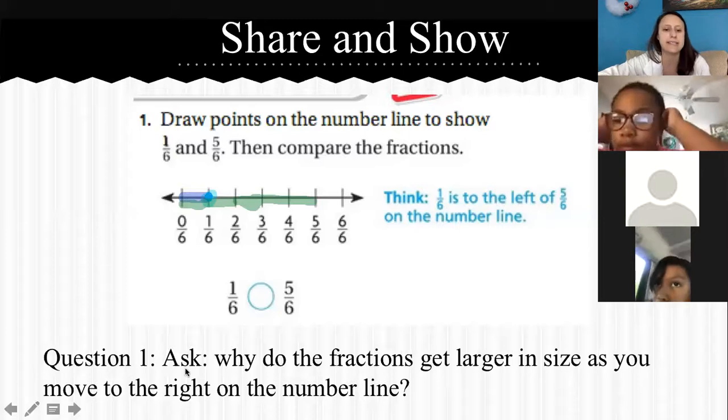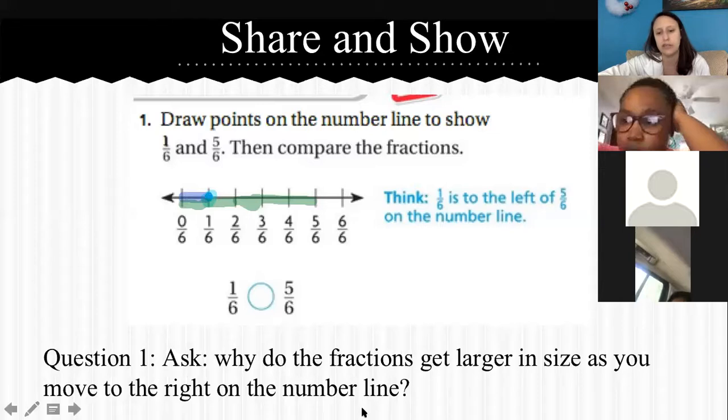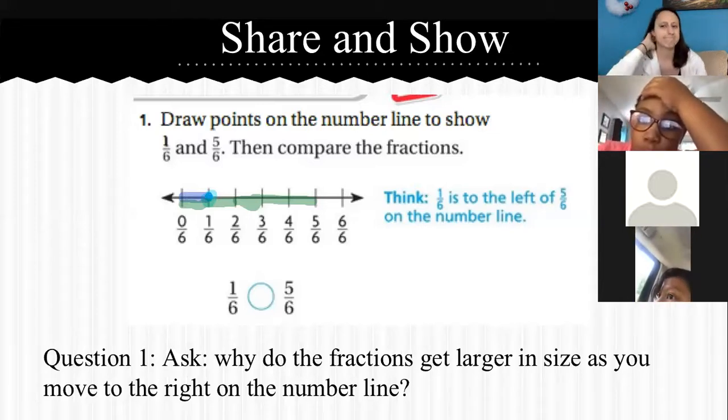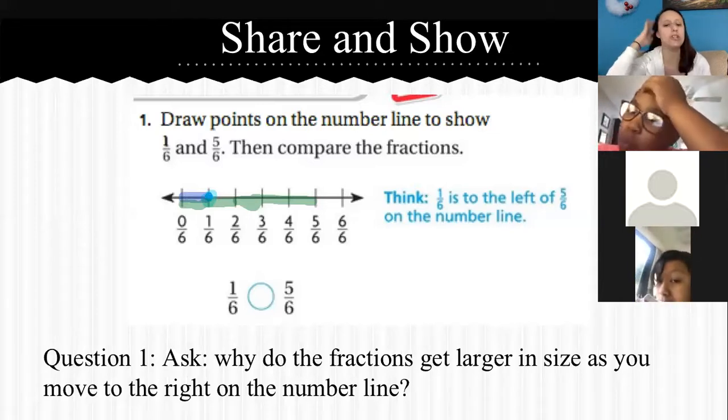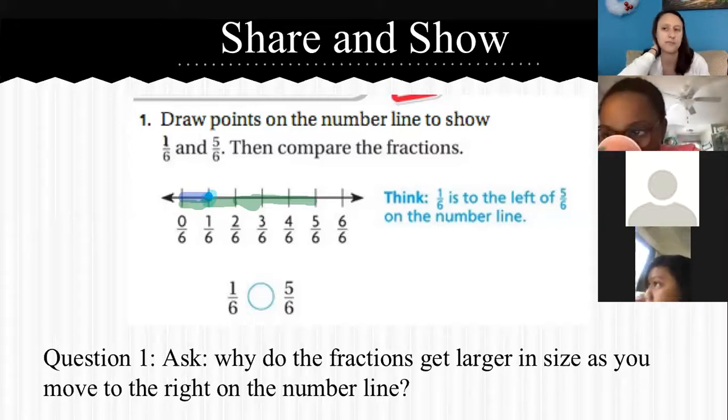And so down here it says ask, why do the fractions get larger in size as you move to the right on the number line? So let's think about that. Why do the fractions get larger when you move to the right of the number line?